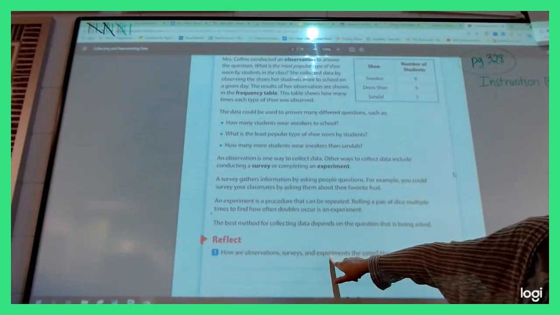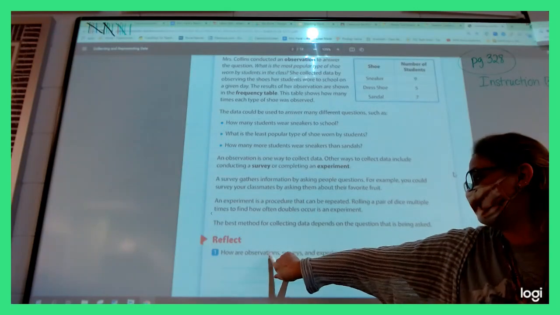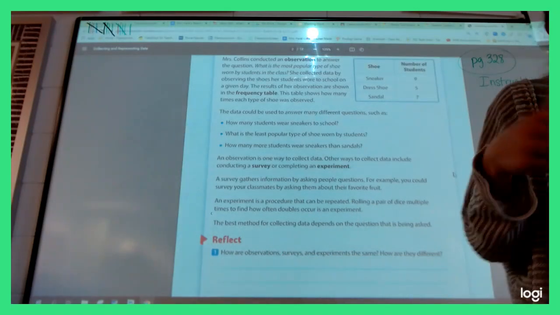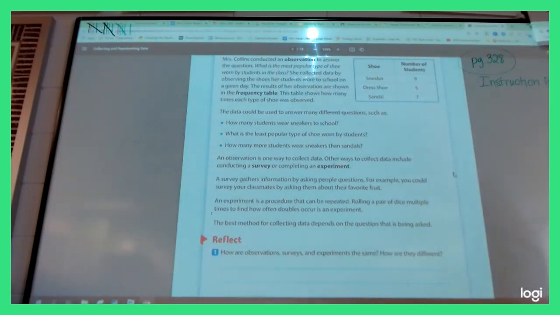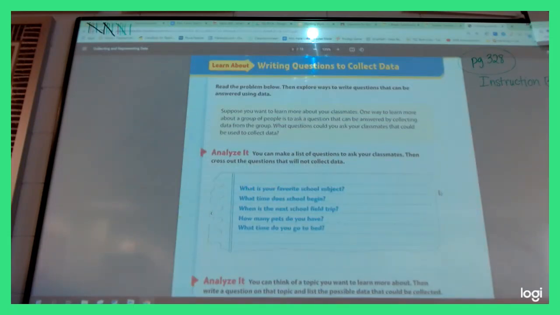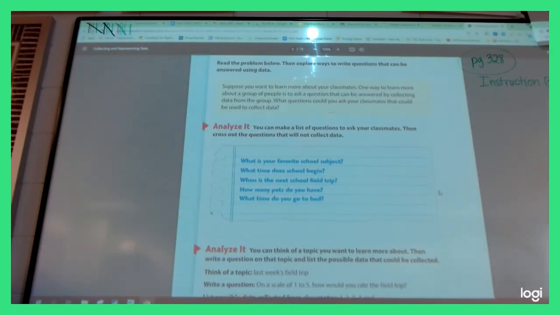Now finally, an experiment is different from the other two because in an experiment you keep repeating to see if you get similar results. So we're not going to focus on experiments. We are going to focus on surveys. So please turn to page 330. All right, this is going to set us up for your next math task.